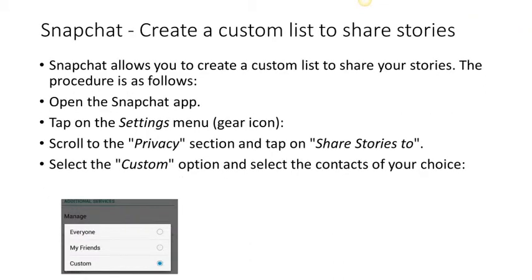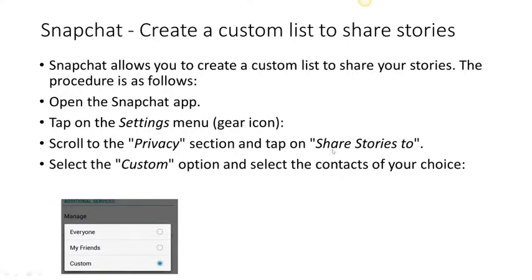Check this out. A couple people have asked in the private Facebook group, how do I send to a select group of people? Like maybe I want to send to everybody in my neighborhood. So what you would do is, one, make sure they're on Snapchat. Two, Snapchat allows you to create a custom list to share your stories. The procedure is as follows. Open the Snapchat app, tap on the settings menu, the gear at the very top, and you're going to see this when you start playing around with it.